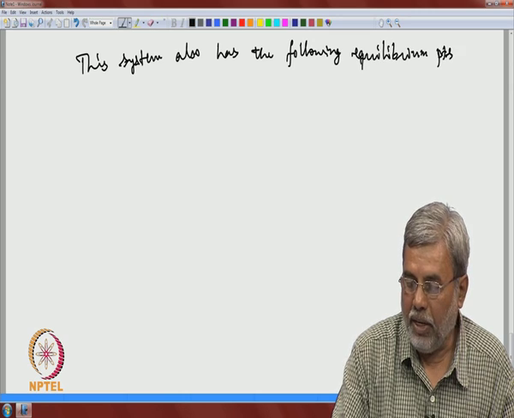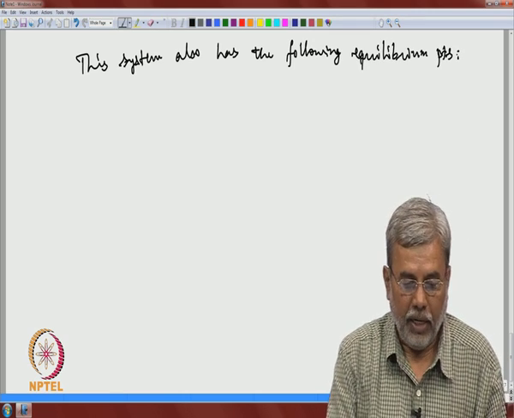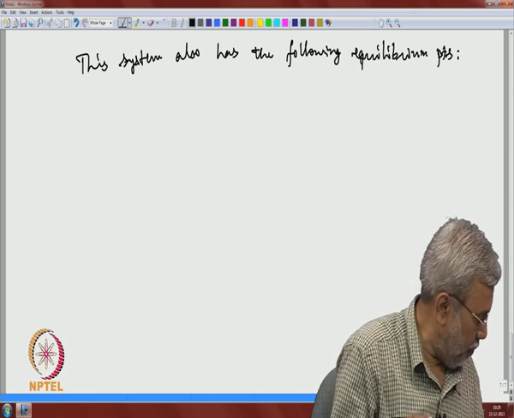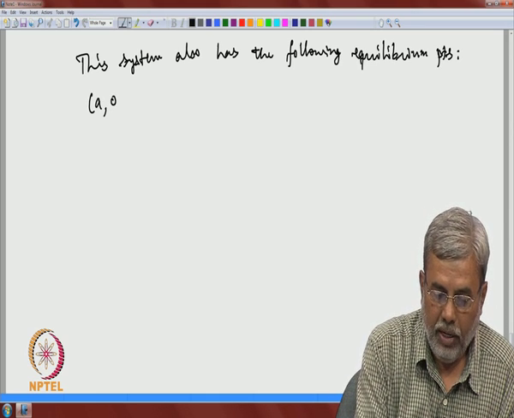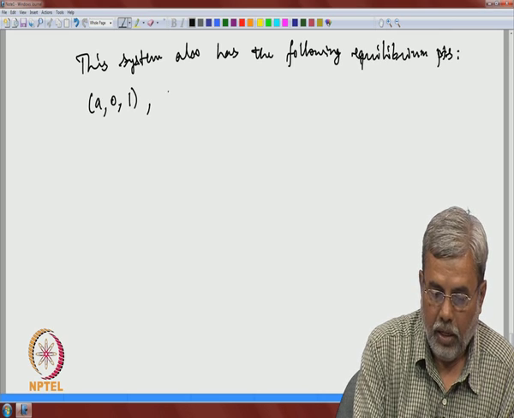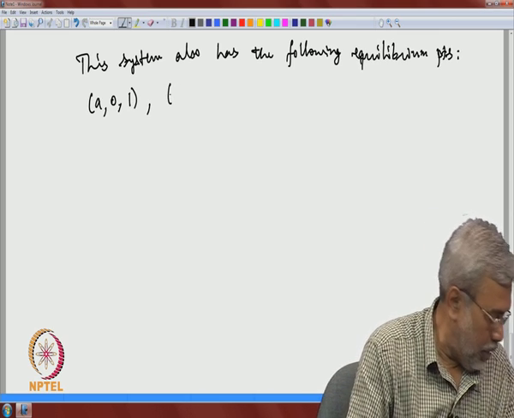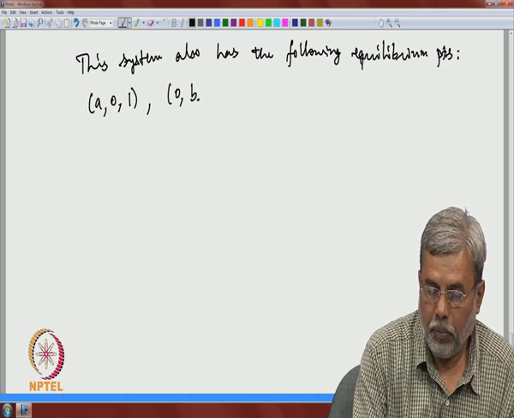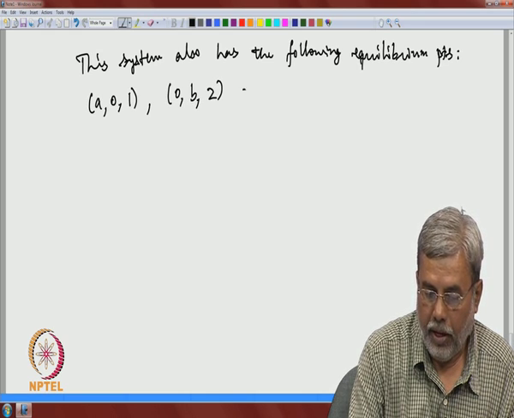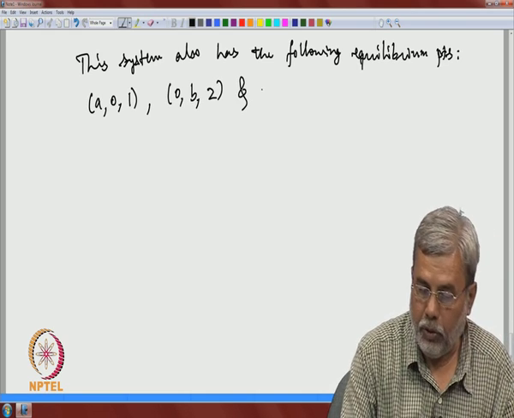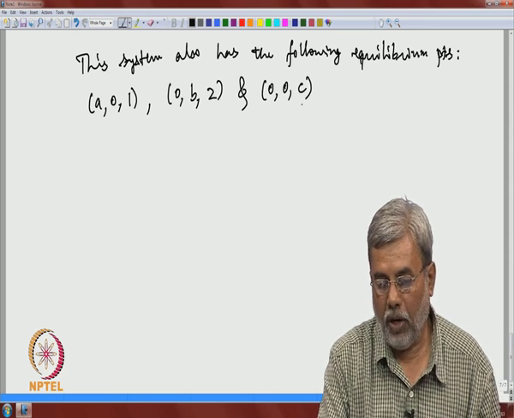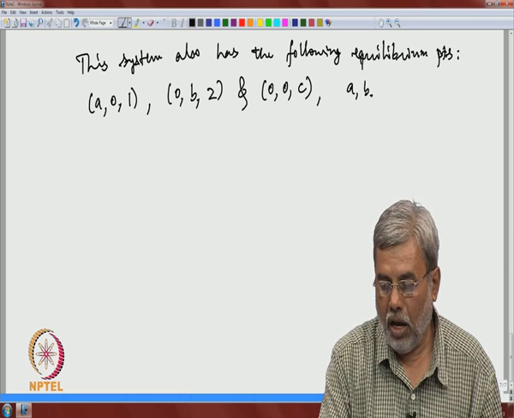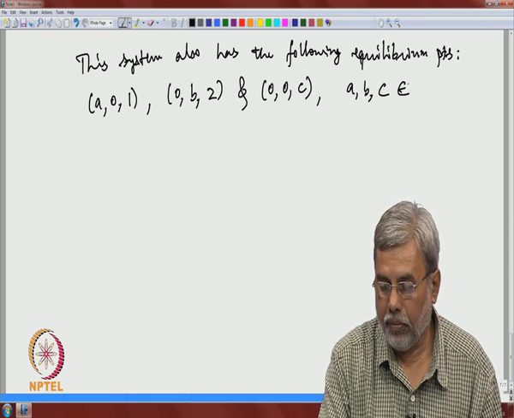There are infinitely many, in fact. So, let me write a few of them. So, this: (A, 0, 1), (0, B, 2), and (0, 0, C). So, these are all equilibrium points where A, B, C are arbitrary real numbers. Okay.